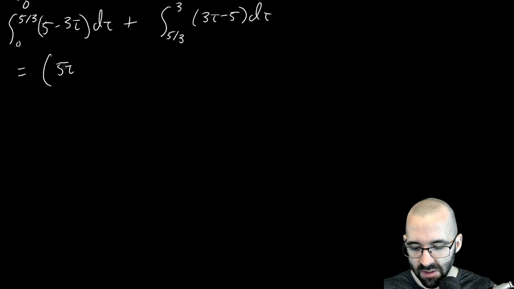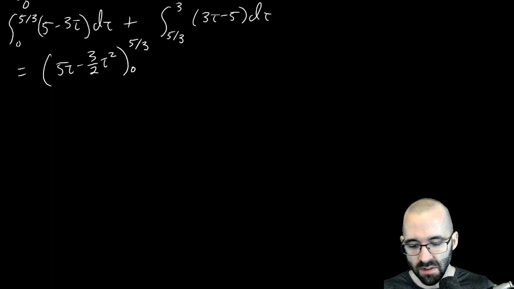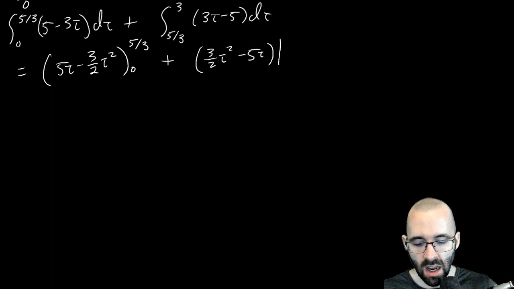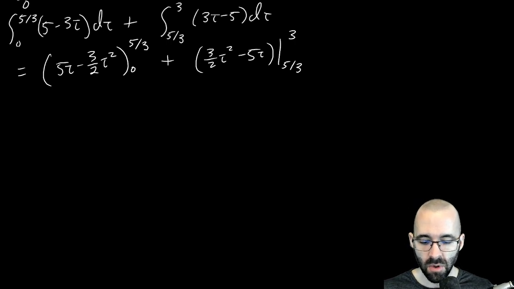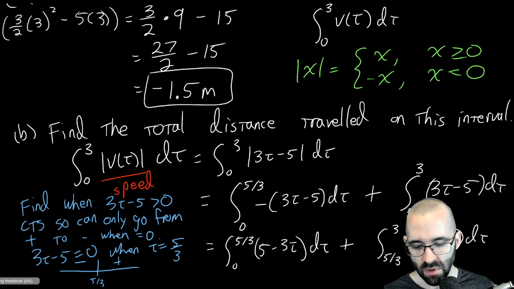This first one becomes 5t minus 3/2 t squared. We're evaluating at 0 and 5/3. And the second one is going to be 3/2 t squared minus 5t. And we're evaluating from 5/3 to 3. Now to keep things moving, I'm just going to plug these into a calculator to get this final answer. And we're doing an application, so we might need to do an approximation. But anyway, what we have at the end of the day should be as follows.